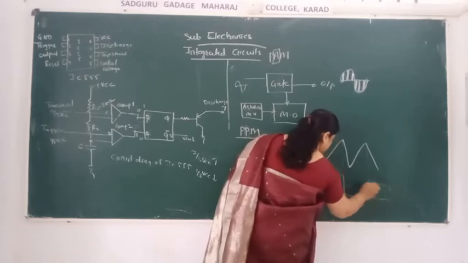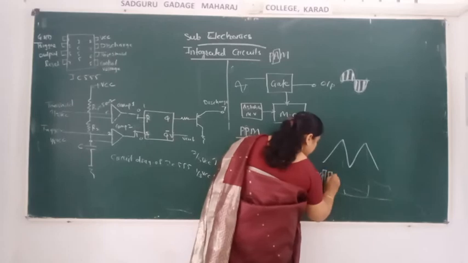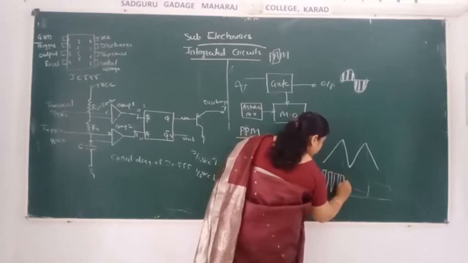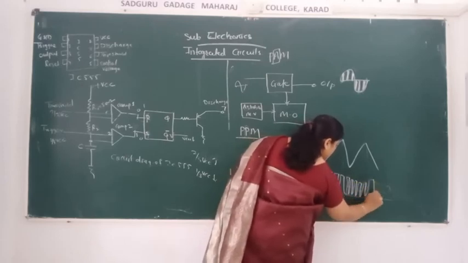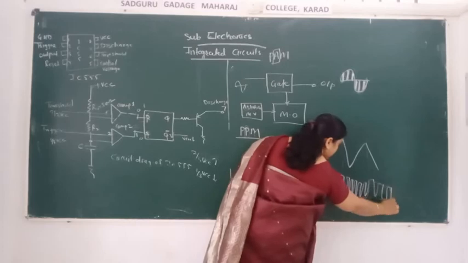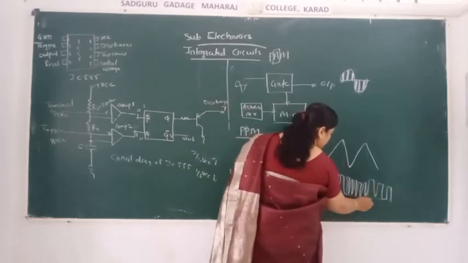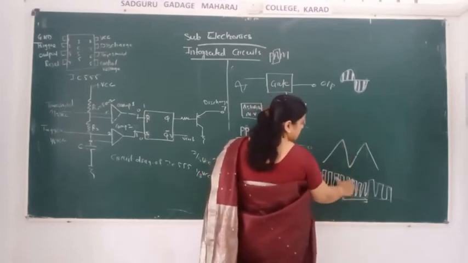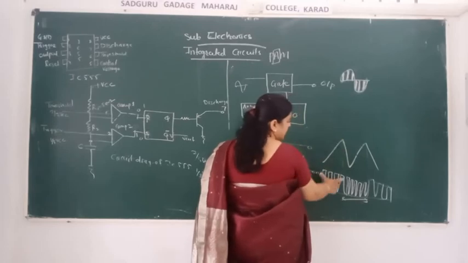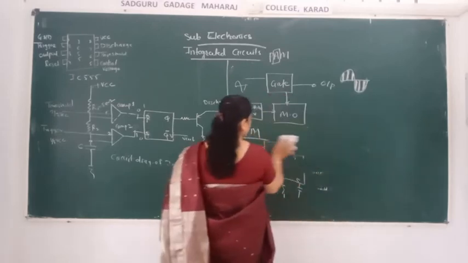Pulses are changed, which means the position of those pulses will be changed. Maximum pulses will be there in the maximum state, and minimum pulses in the minimum state. So this is the pulse position. This pulse position will change. If it is at maximum distance and decreasing, it will be less, and if it is increasing, it will be more. So this is pulse position modulation.